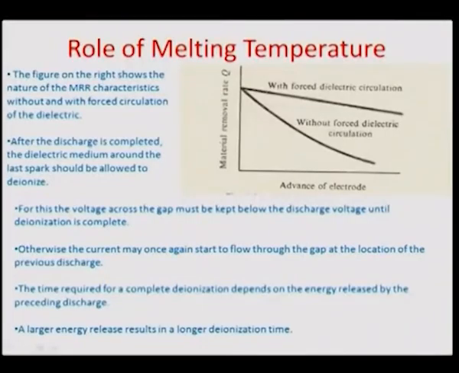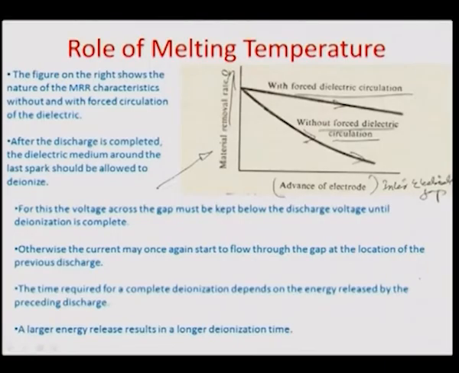If you look at this trend here, it shows with and without forced dielectric circulation what the repercussions are. The material removal rate without forced circulation goes down as the electrodes advance towards each other. This is the inter electrode gap, IEG, that we are talking about. The material removal rate goes down fast without the circulation, but it is arrested, it does not go that fast, if there is forced dielectric circulation.